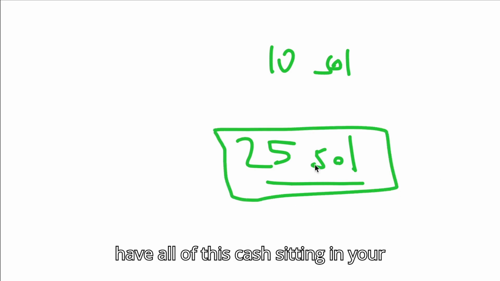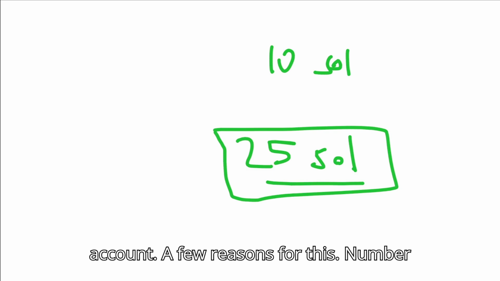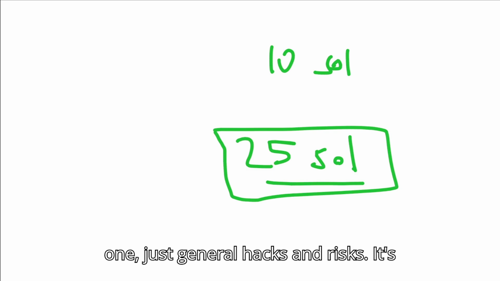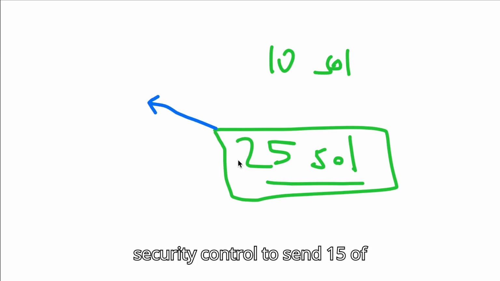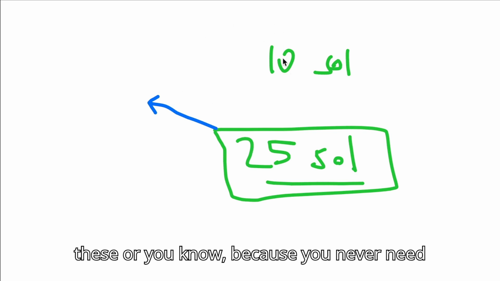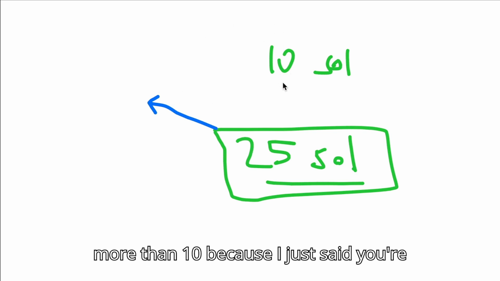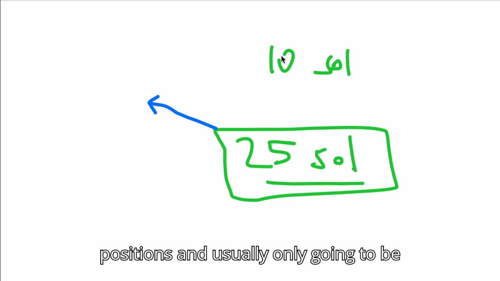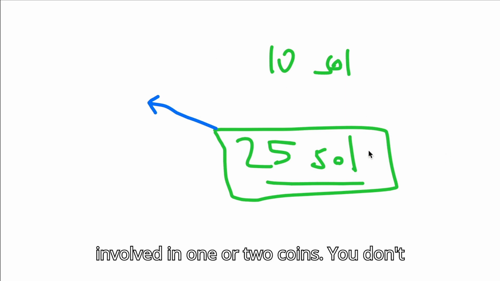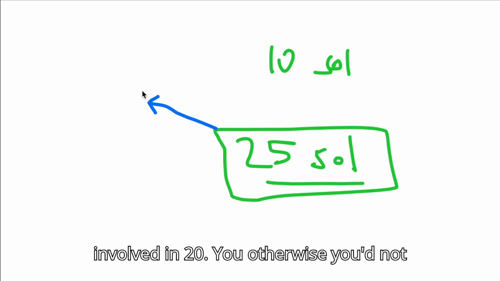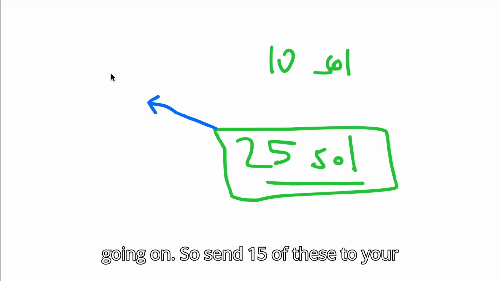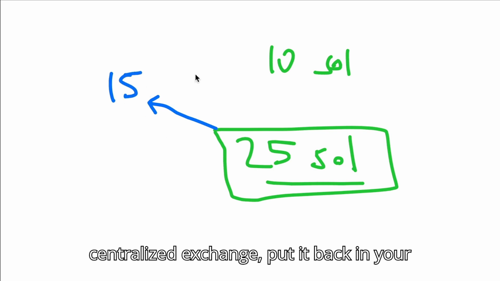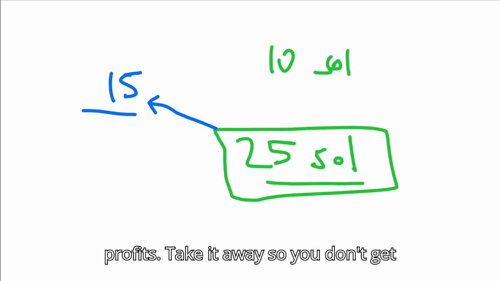Make sure you don't have all of this cash sitting in your account. A few reasons for this. Number one, just general hacks and risks. It's just a normal, good security control to send 15 of these, because you never need more than 10. I just said you're never going to have these massive positions, and usually you're only going to be involved in 1 or 2 coins. You're not going to be involved in 20. You shouldn't be involved in 20, otherwise you'll not be able to keep track of what's going on. So send 15 of these to your centralized exchange, put it back in your bank account, get rid of it. That's your profit. Take it away.